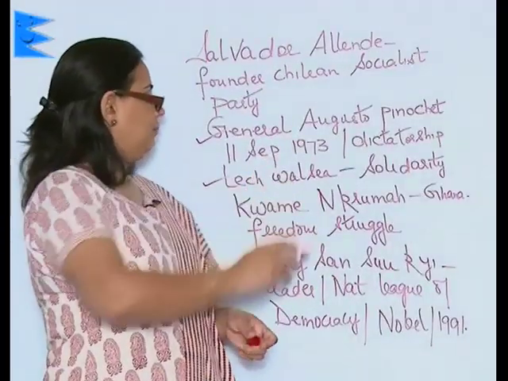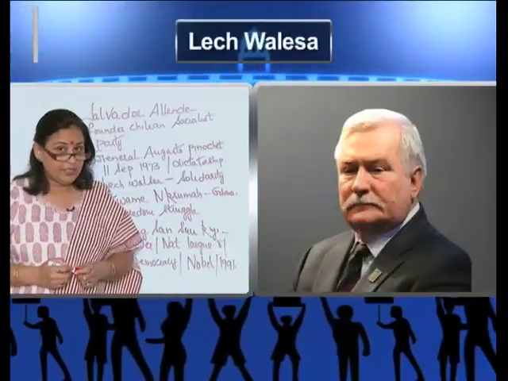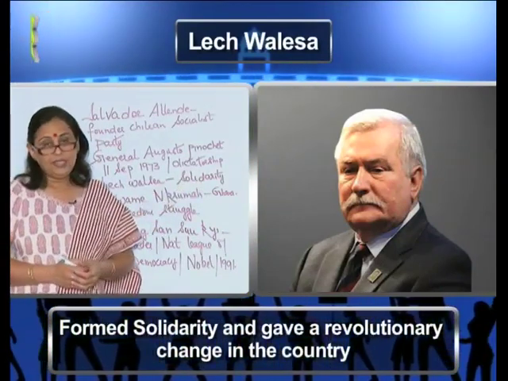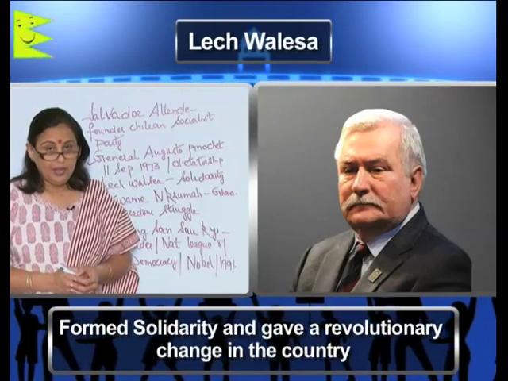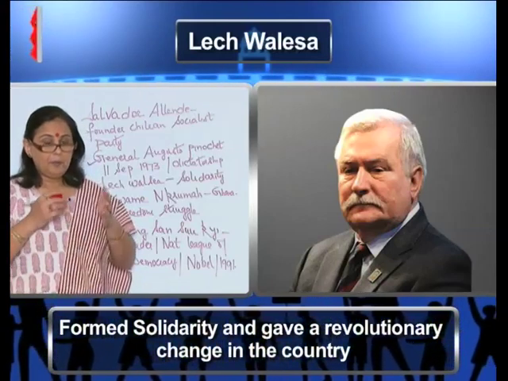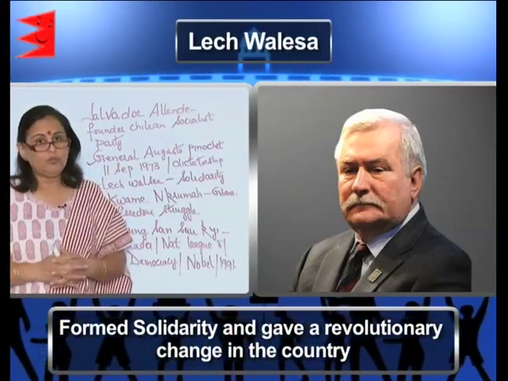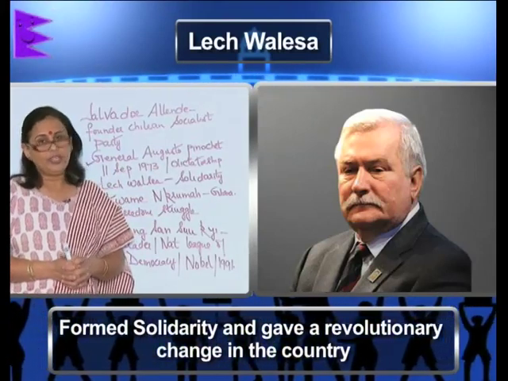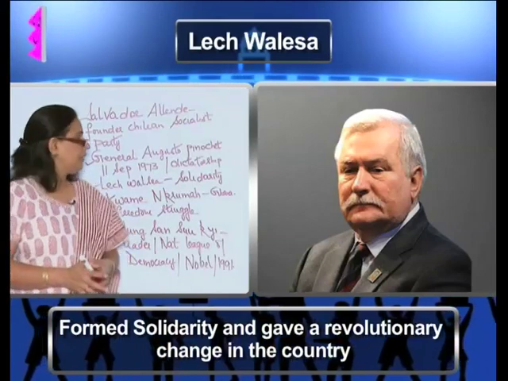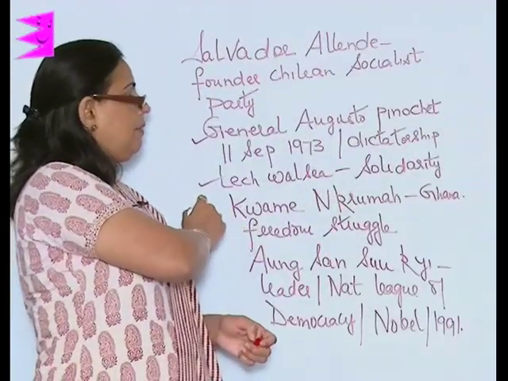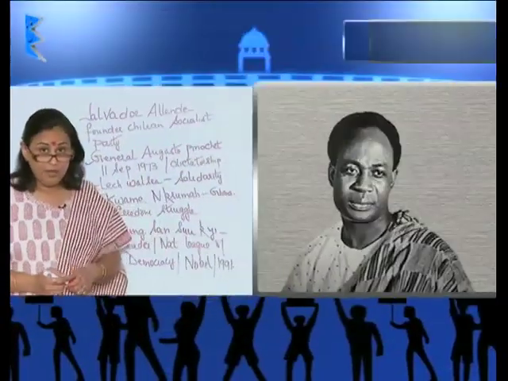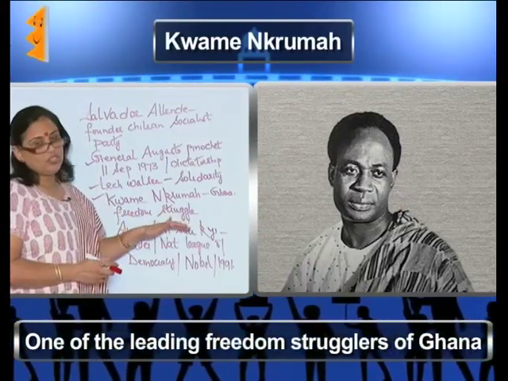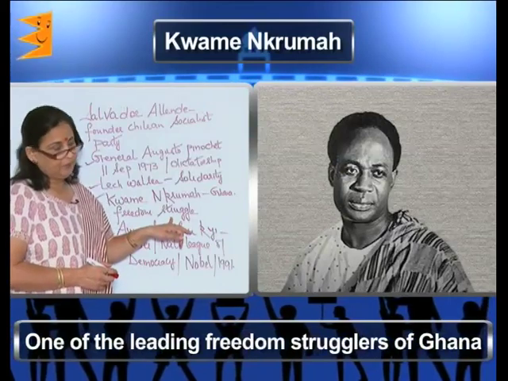Lech Walesa. Lech Walesa is the person who formed Solidarity, that is the trade union, in a nation where private trade unions were forbidden, and it gave a revolutionary change in the country. Next is Kwame Nkrumah. Kwame Nkrumah was one of the leading freedom strugglers of Ghana.